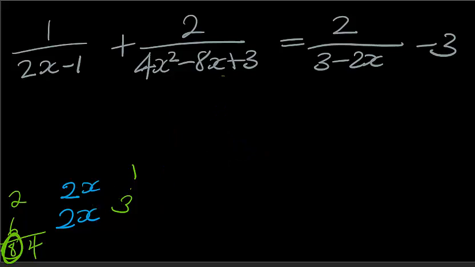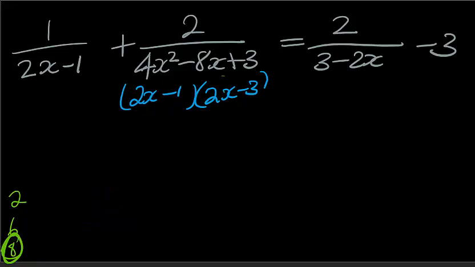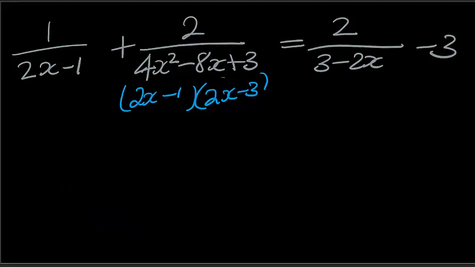So in order for me to get negative 8, I want minus and minus. I want minus 6 minus 2 is minus 8. Okay, so now I know that this is actually going to be equal to 2x minus 1 and 2x minus 3. Okay, so that is my second term. My first term, I'm going to leave it the way that it is.